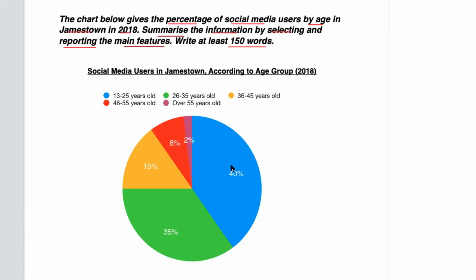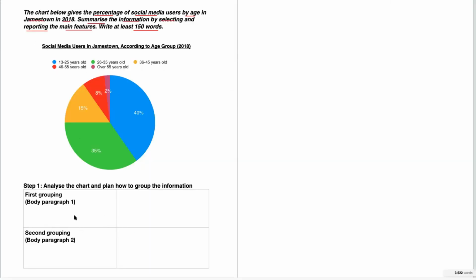And of course, like the writing task one will show, we'll need to summarize the information and select just the relevant features. So if you look here, we have our step one already laid out for us. We have to analyze the chart and plan how to group this information. And this is probably the biggest question that you might have when it comes to pie charts.